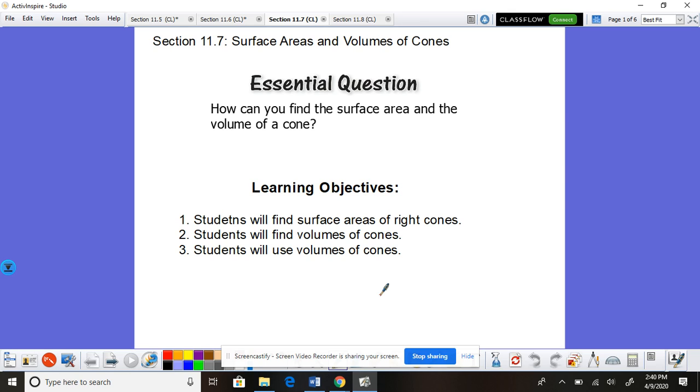Hey guys, video for 11.7, which is surface area and volumes of cones. This is very similar to pyramids, except a little bit easier.